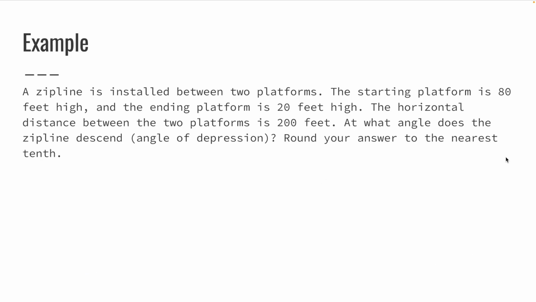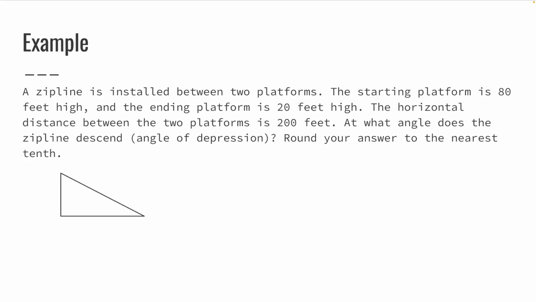Let's look at another one. A zip line is installed between two platforms. The starting platform is 80 feet high and the ending platform is 20 feet high. The horizontal distance between the two platforms is 200 feet. At what angle does the zip line descend, the angle of depression? And we're going to round our answer to the nearest tenth.